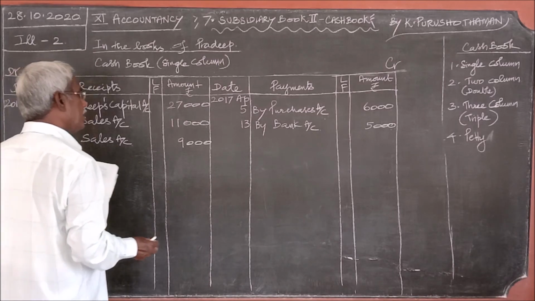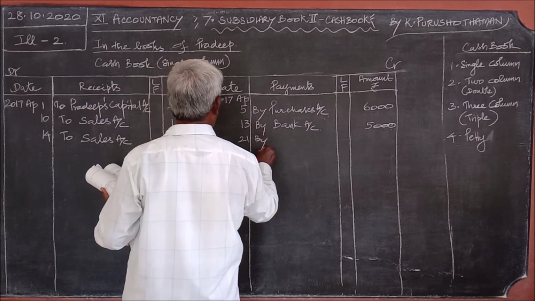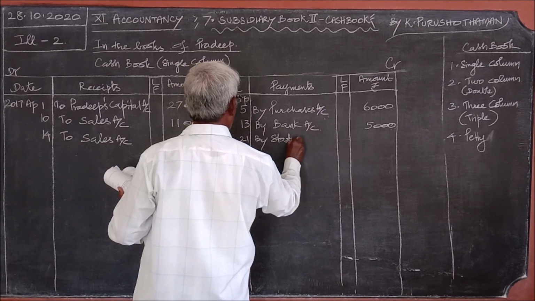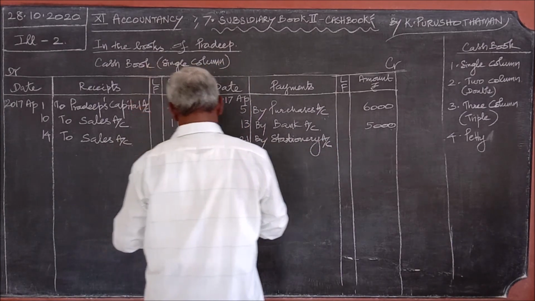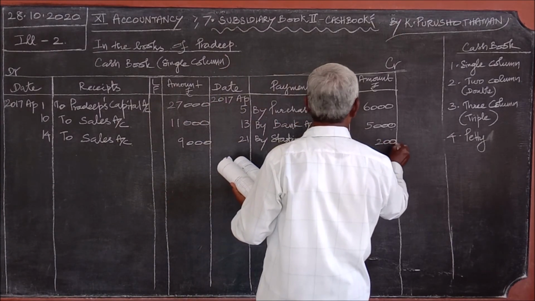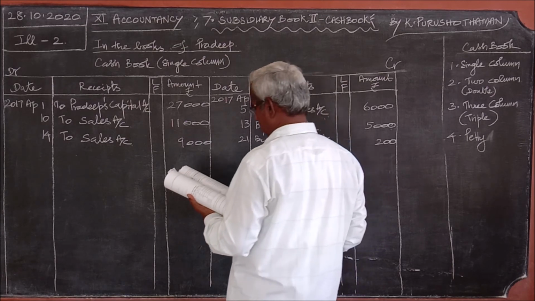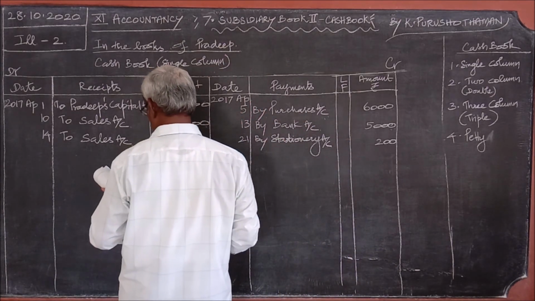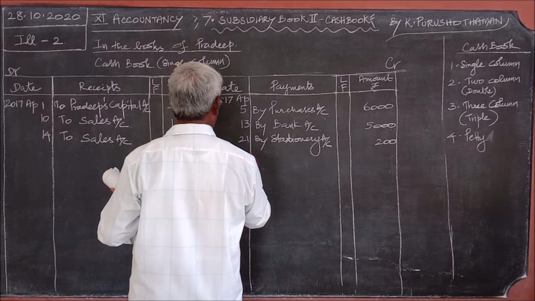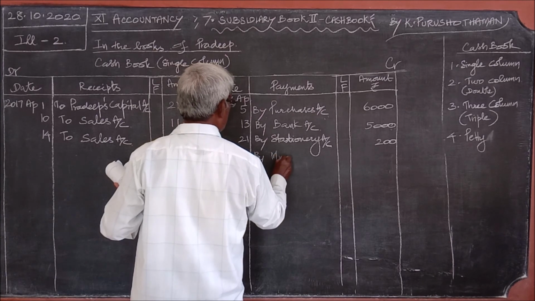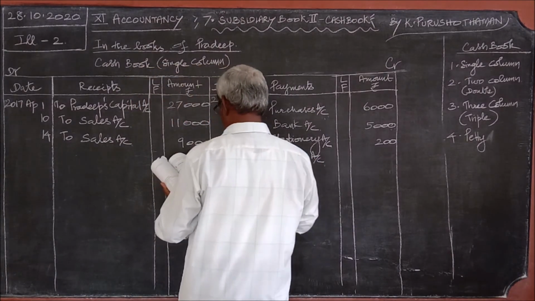Purchased stationery by cash. Whenever the business purchases something, the cash is paid. 21st, by stationery account, 200. Then next one. Paid Murugan by cash. That is, paid to Murugan by cash. Okay, then 25th, by Murugan account, 14,000.